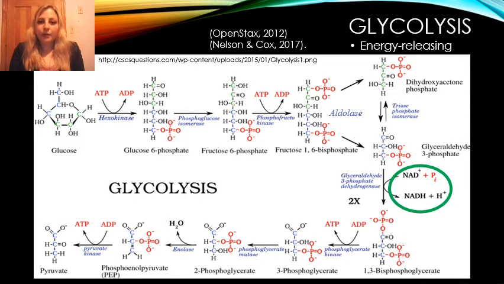At this point, 1,3-bisphosphoglycerate is dephosphorylated by phosphoglycerate kinase to 3-phosphoglycerate. This provides a phosphate for ADP to ATP conversion. Then, phosphoglycerate mutase reconfigures 3-phosphoglycerate to 2-phosphoglycerate. Enolase then cleaves a water molecule from this conformation to yield phosphoenolpyruvate, or PEP.